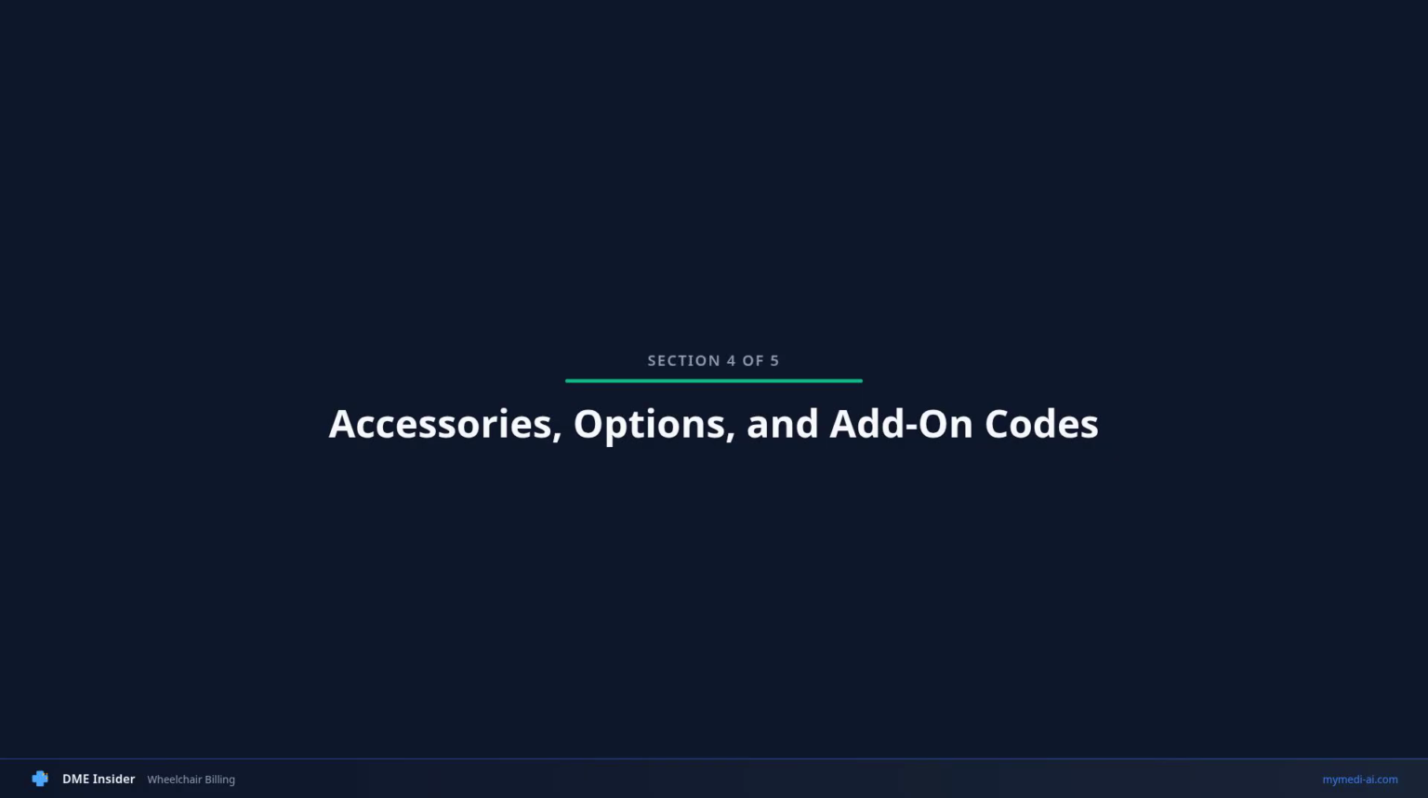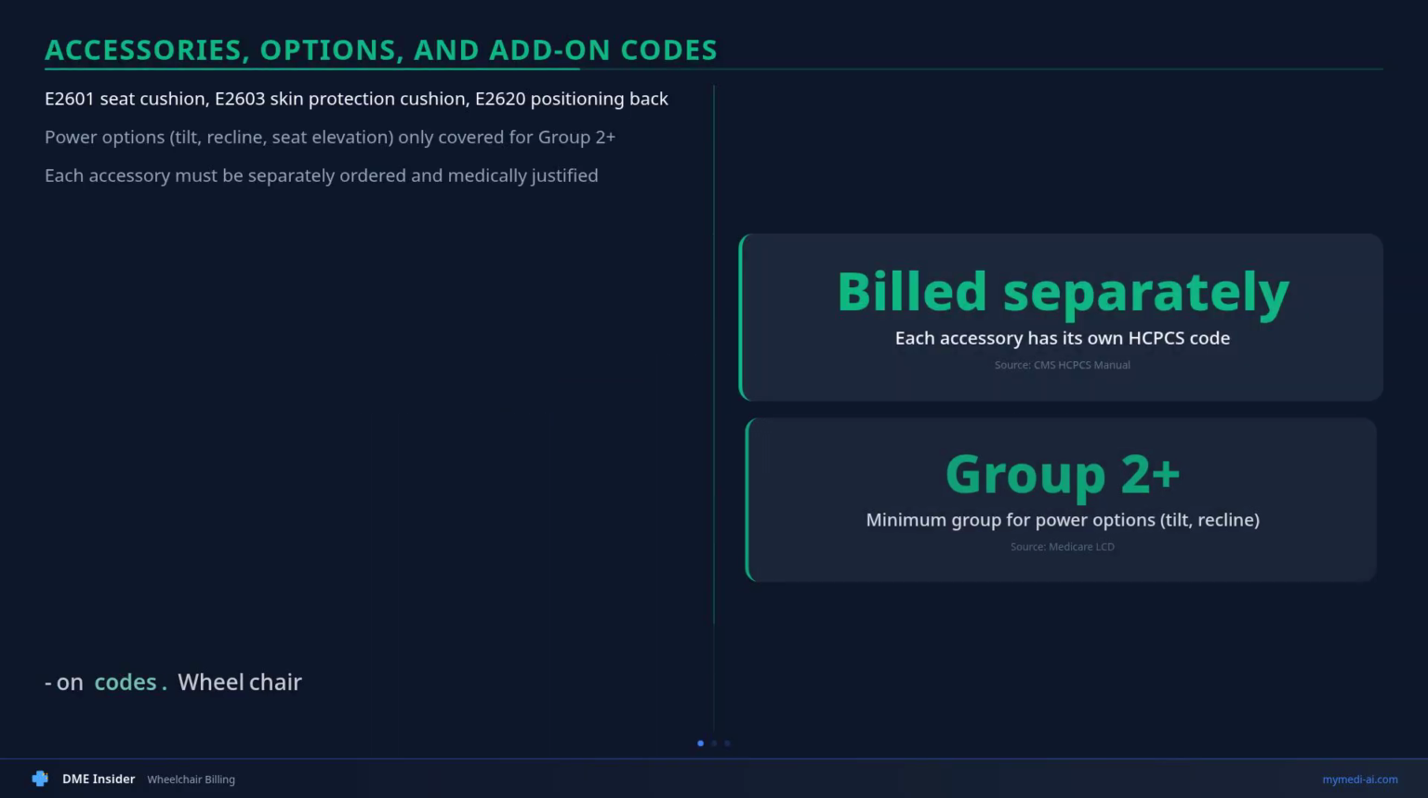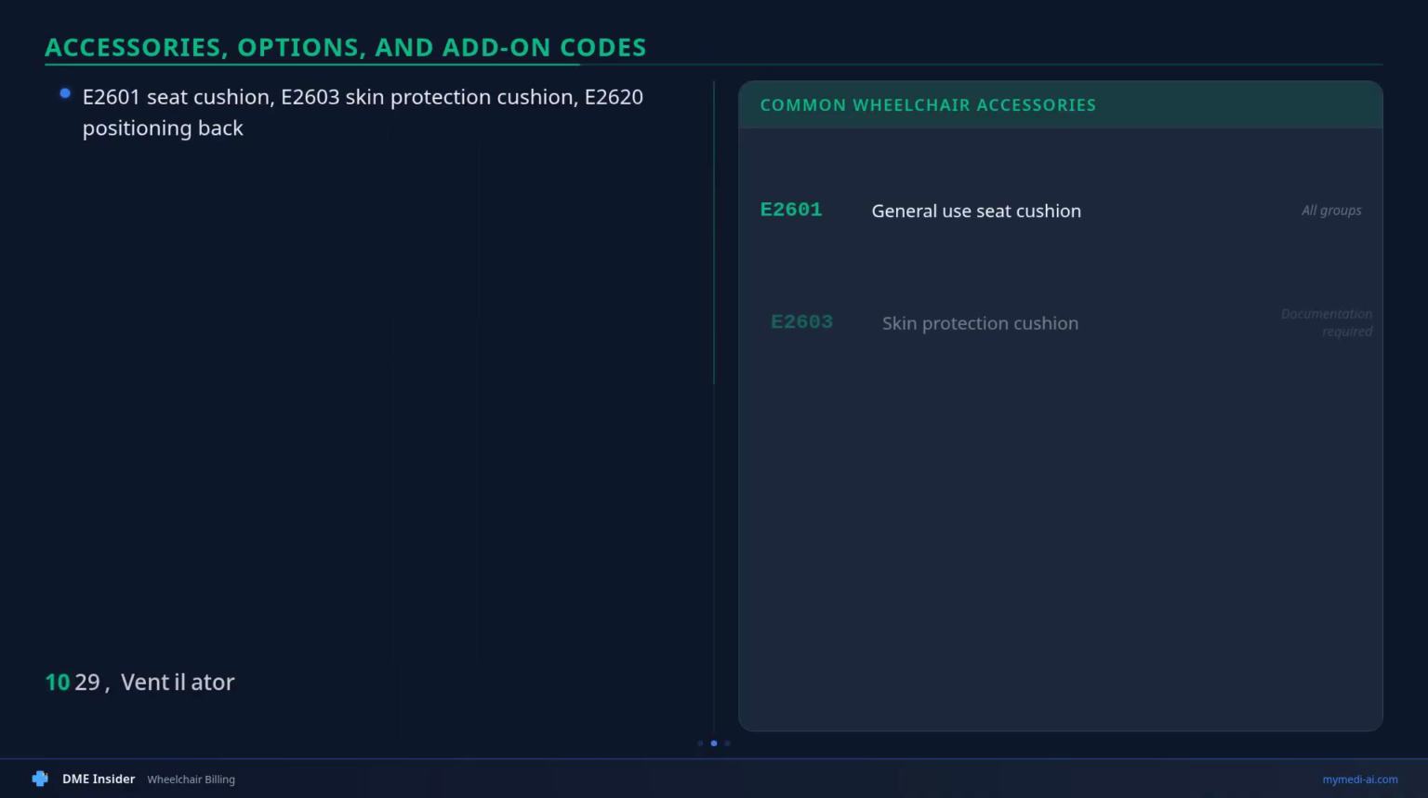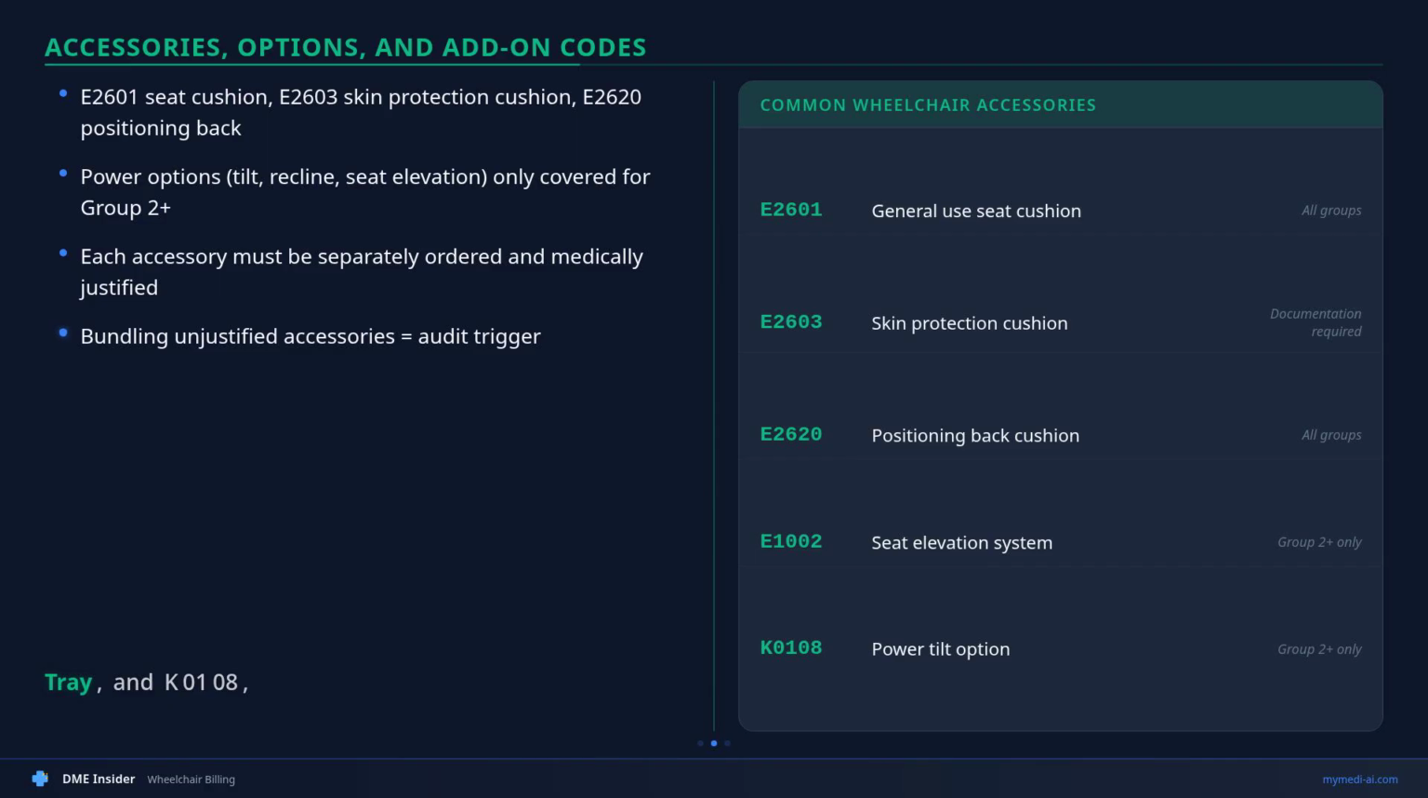Section 4. Accessories, options, and add-on codes. Wheelchair accessories are billed separately using E-codes. Each accessory has its own HCPCS code, and each must be justified in the documentation. Common power wheelchair accessories include E2601, general use seat cushion, E2603, skin protection seat cushion, E2620, positioning back cushion, E1002, seat elevation system, E1029, ventilator tray, and K0108, the power tilt option.